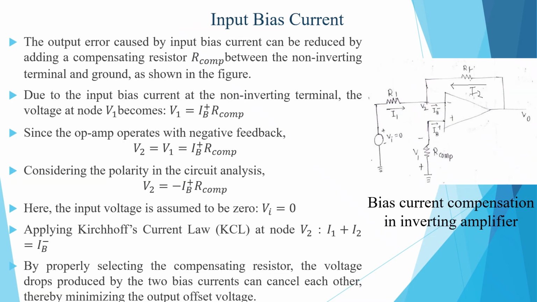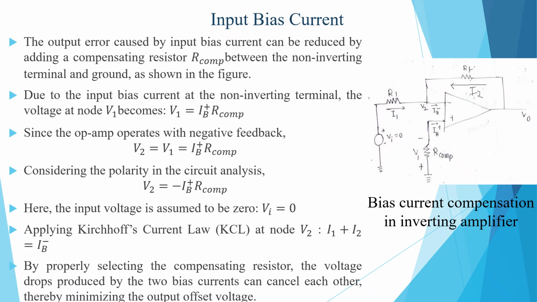The input bias current flowing through external resistors creates an unwanted output offset voltage. To reduce this effect, a compensating resistor called R-comp is connected between the non-inverting terminal and ground. The bias current flowing into the non-inverting terminal produces a small voltage across this resistor. Due to the virtual short concept in the op-amp, a similar voltage appears at the inverting terminal. The circuit is analyzed under the condition that the input voltage is 0.